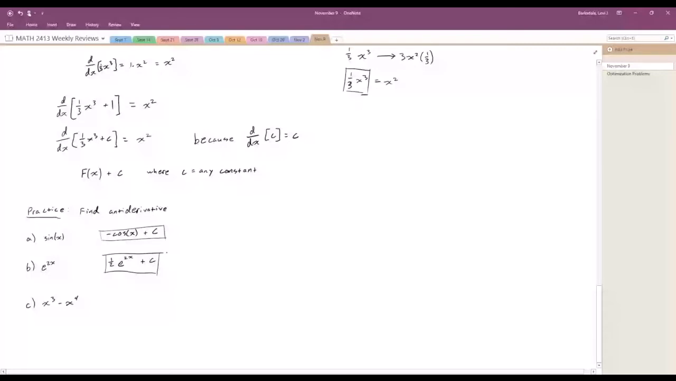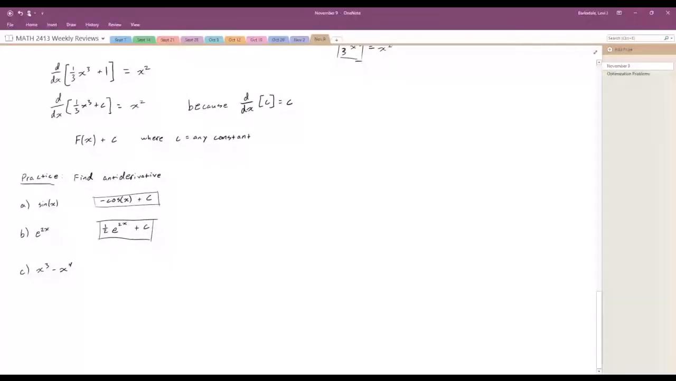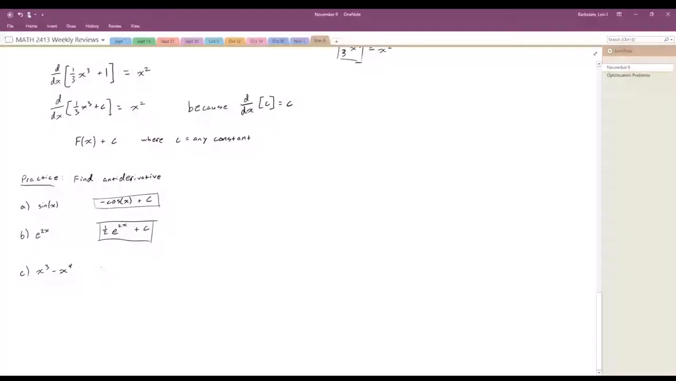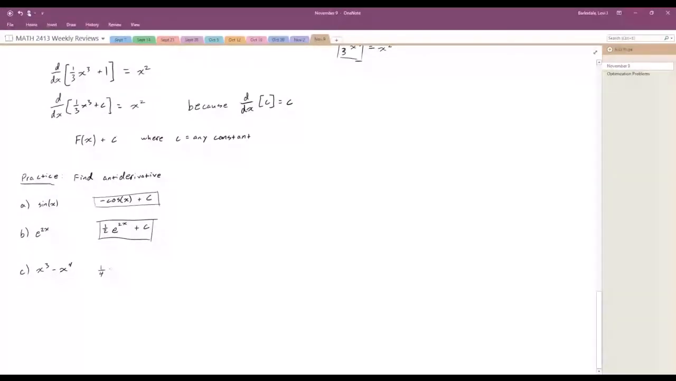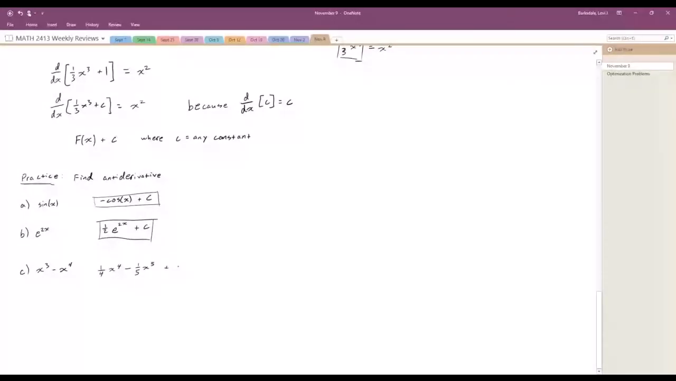This last one, we can actually break this apart just like we do with derivatives and say, what's the antiderivative of x cubed? And then subtract what we think the antiderivative of x to the 4th is. So the antiderivative of x cubed, again, is going to be 1/4 times x to the 4th. The antiderivative of x to the 4th is 1/5 x to the 5th, and we can add on any constant we want.